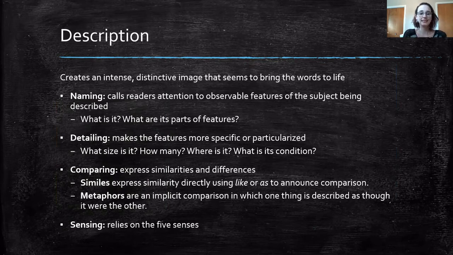And the last is sensing. So that's really just using your five senses. You can talk about what the air smells like. Maybe you have wafting brownies fresh out of the oven, or what you can hear, there's birds chirping in the distance, or anything that you can see.